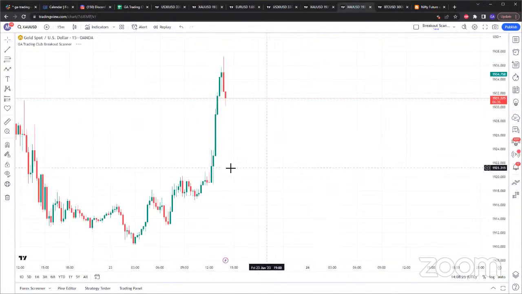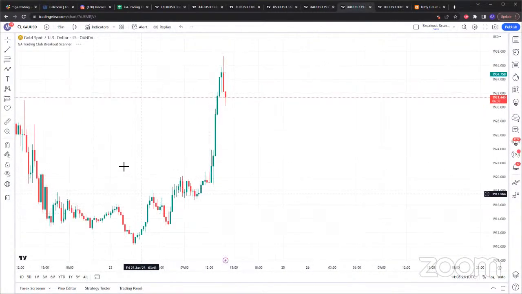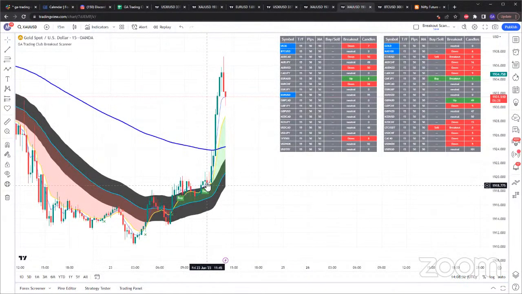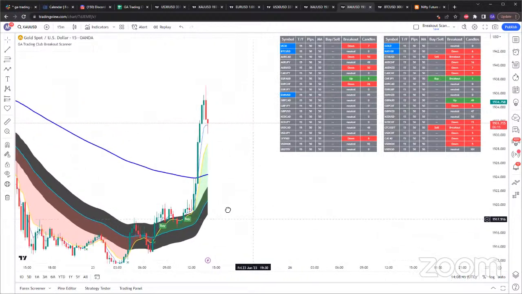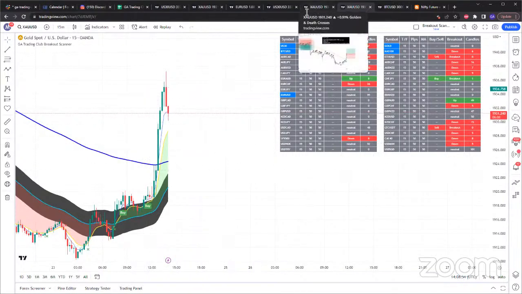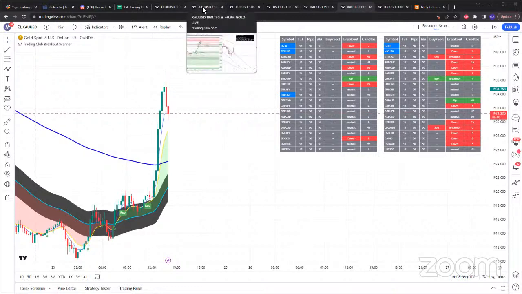I'm pretty sure it probably broke out for a buy. Let's see. Yeah, so gold broke out for a buy, but it was all the way down here. So we are literally 200 pips in profit on a breakout buy on gold. So the breakout scanner at this point really does not help me, other than telling me gold already broke out for a buy 2 hours ago. Even at that point, the breakout scanner really does not help me to see anything.